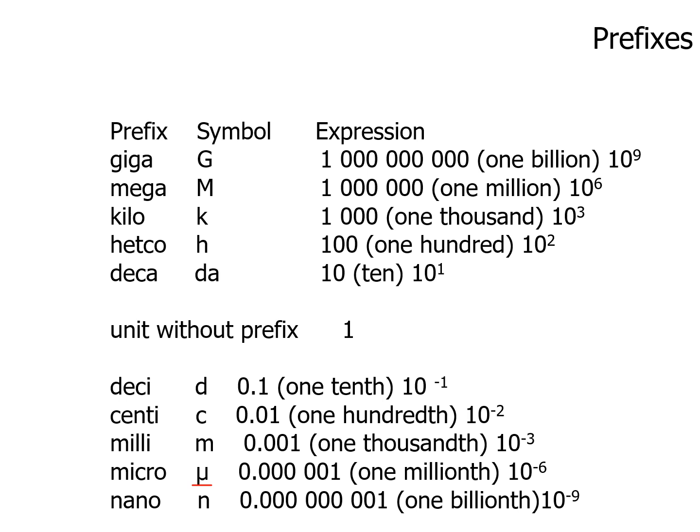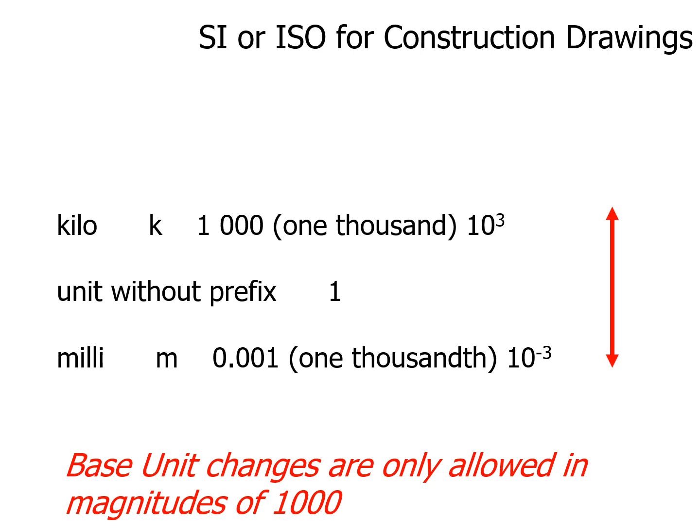Now, it's been many years since someone's actually made you sit down and do this and think about this. Now, for construction drawings, we have kilo, K, is 1,000. Milli is your millimeters, 1/1000ths. So you have kilo, 1,000, and milli is 1/1000ths.